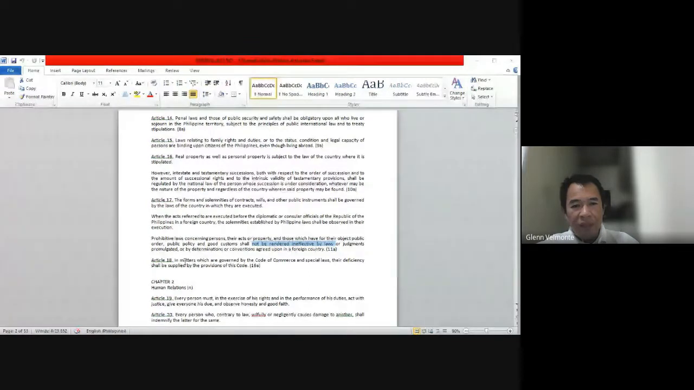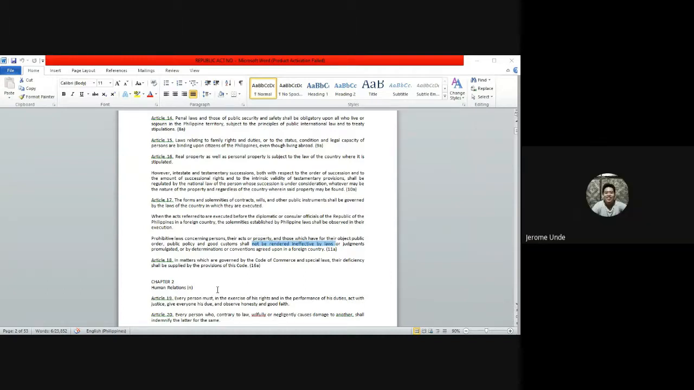So this is the meaning of that. In matters governed by the Code of Commerce and special laws, their deficiency refers to special laws and the Code of Commerce. If it's not sufficient to address a certain problem, then the Civil Code of the Philippines will apply. Did you understand? Yes, sir.